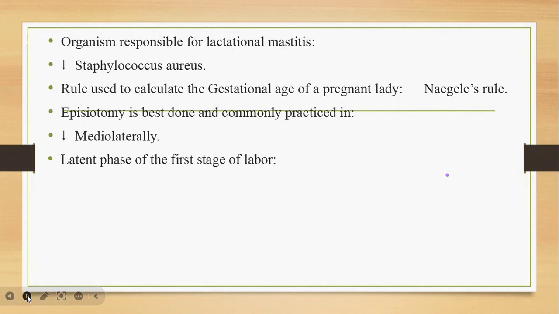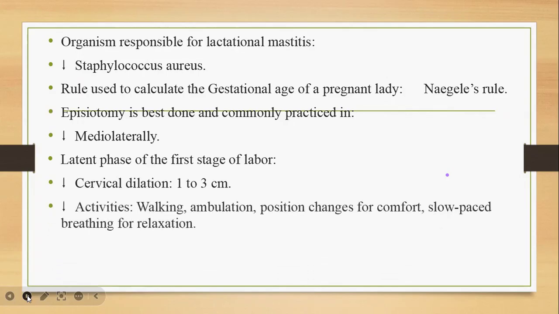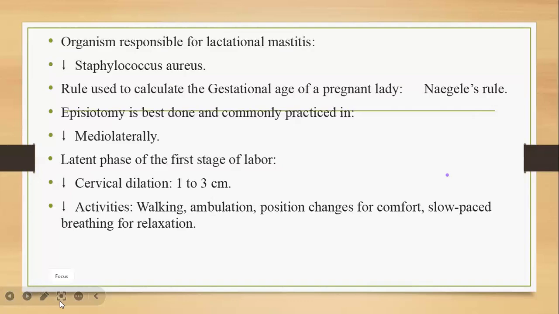Okay, now let's talk about the stages of labor. Here we have the first stage, and in the first stage we have the latent phase. When the cervical dilatation is from 1 to 3, that is known as the latent phase. At that time, we educate the patient to walk, ambulate, change position, and use comfort measures. We have to focus on that. These are the major focus areas, along with breathing and relaxation.